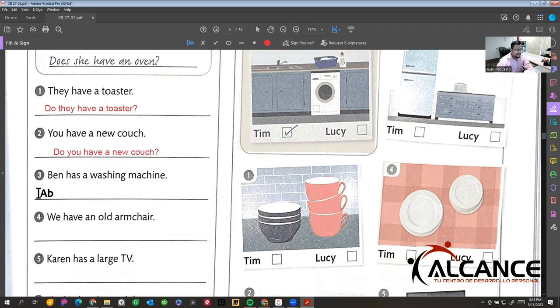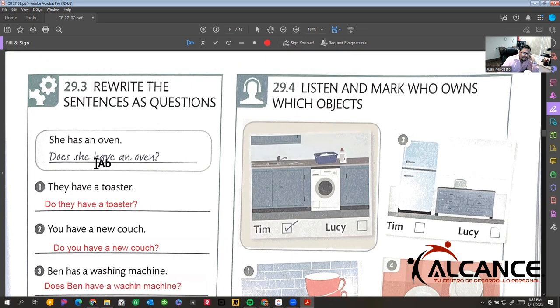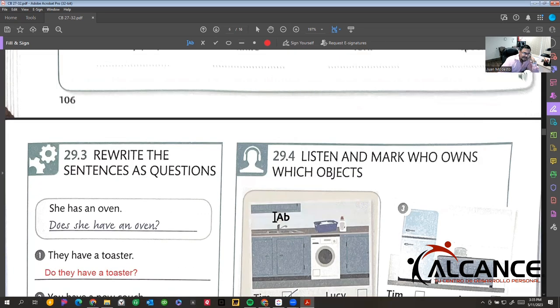Right? Ben, third person. Does Ben have a washing machine? So you just choose which one it is, first person or third person, and then you just pick does or do, right?